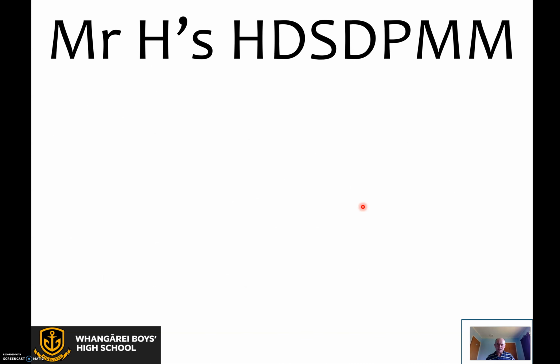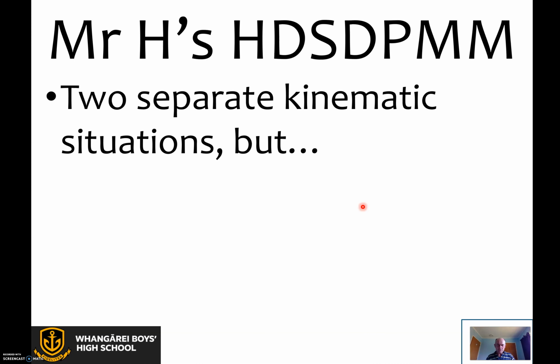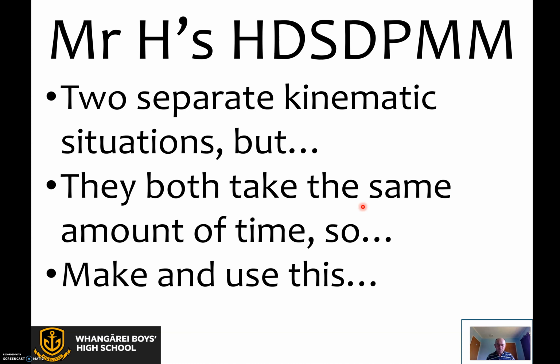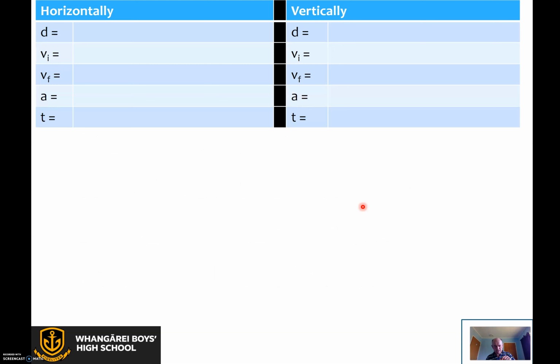So, Mr. Henderson's Handy Dandy Super Duper Projectile Motion Method. Two separate kinematic equations, but they both take the same amount of time. When something is finished landing vertically, it's finished traveling horizontally, and that matters. So we'll use those ideas and make and use this thing.